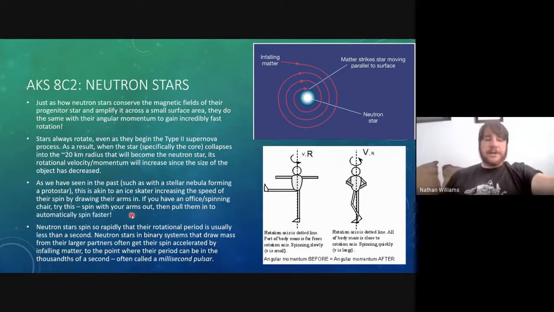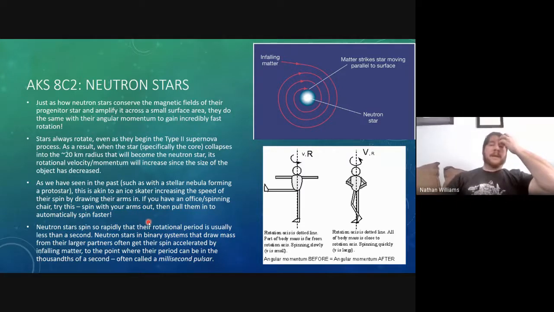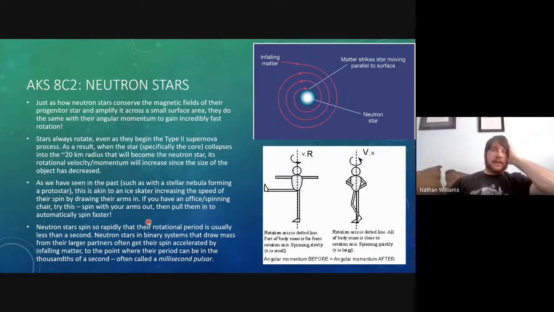Neutron stars spin so rapidly, like we said, nothing really compares to this, that their rotational period is usually less than 1 second, or a fraction of a second, maybe 0.2 seconds, 0.8 seconds, something in that range. However, it can get much faster than this. That's just the more typical rotational velocity. Neutron stars in binary systems that can draw mass from their larger partners can often get their spin accelerated by the infalling matter. That's what's being shown in this diagram. To the point where their rotational period can actually be in the thousandths of a second.